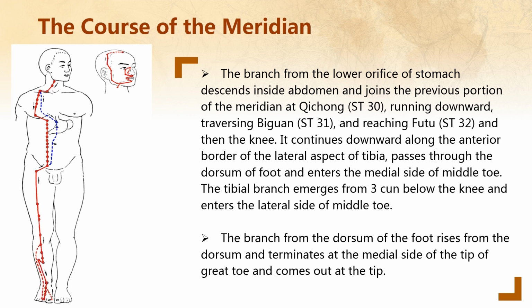The tibial branch emerges from 3 cun below the knee and enters the lateral side of the middle toe. Fourth, the branch from the dorsum of the foot rises from the dorsum and terminates at the medial side of the tip of the great toe and comes out at the tip.